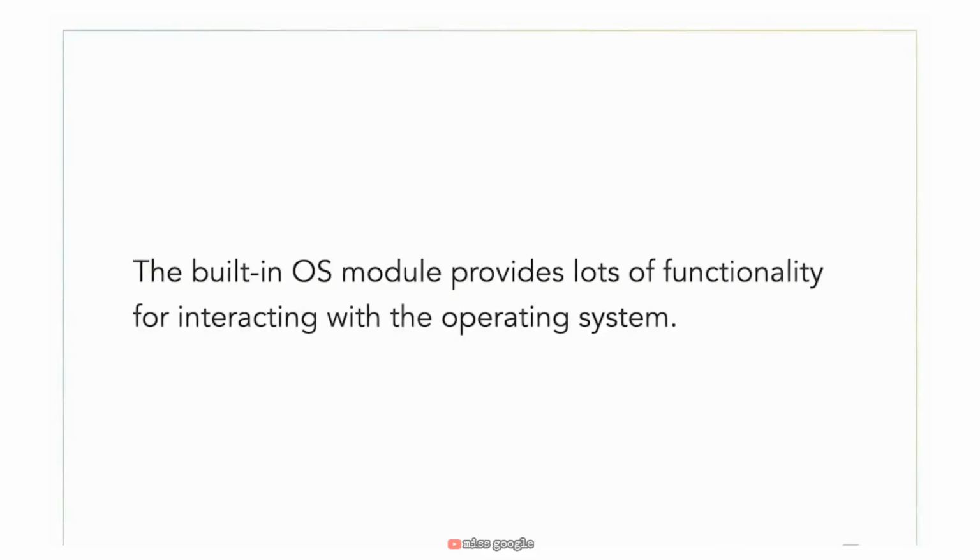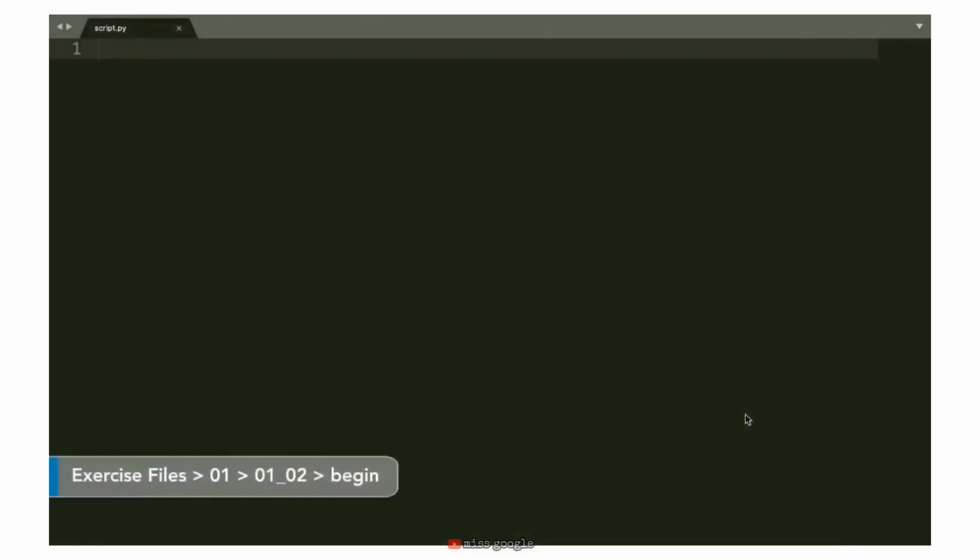Python's built-in OS module has lots of functionality for interacting with the operating system. In this video, we'll use it to navigate through a file system and display some files. To start off, we'll open the script file. I'll be using Sublime. Then, we'll import the OS module with import os, and we'll set up some boilerplate code.